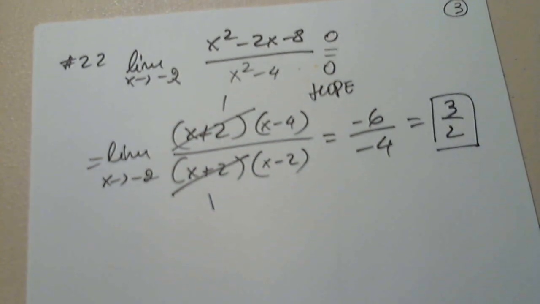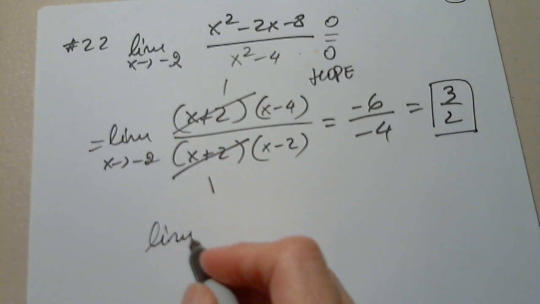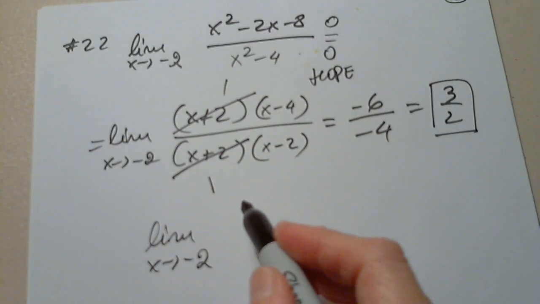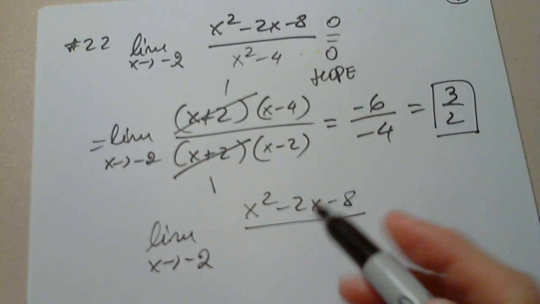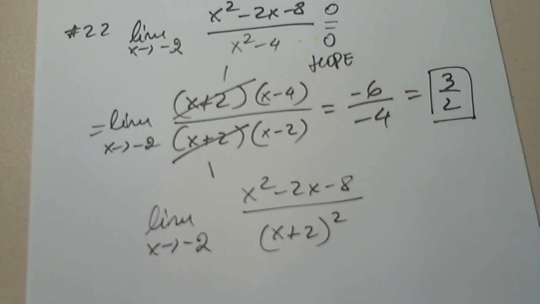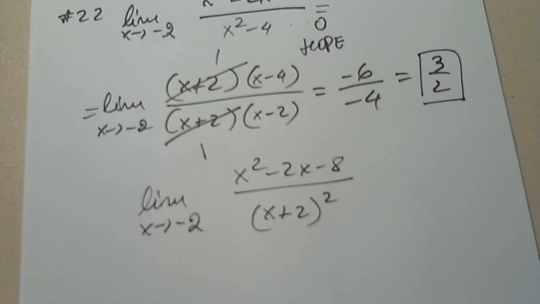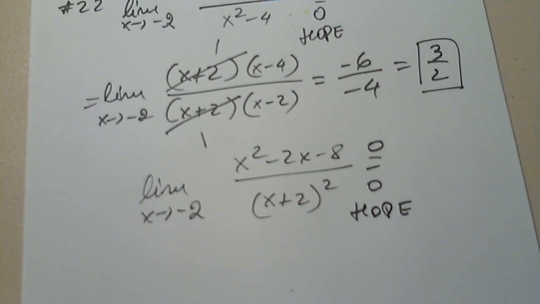In which situation will I not be able to? So here's a situation. If I change the problem a little bit, limit as x approaches negative 2 from the same thing at the top. But instead, I'm going to put in the denominator x plus 2 squared. I will not be able to eliminate the problem in this case. I still have 0 over 0. There is still hope, but it's not going to work this time.